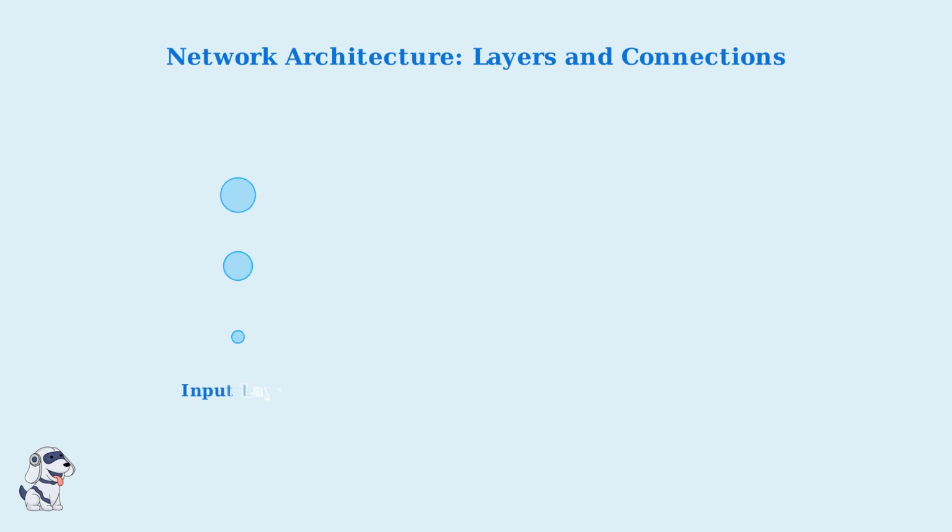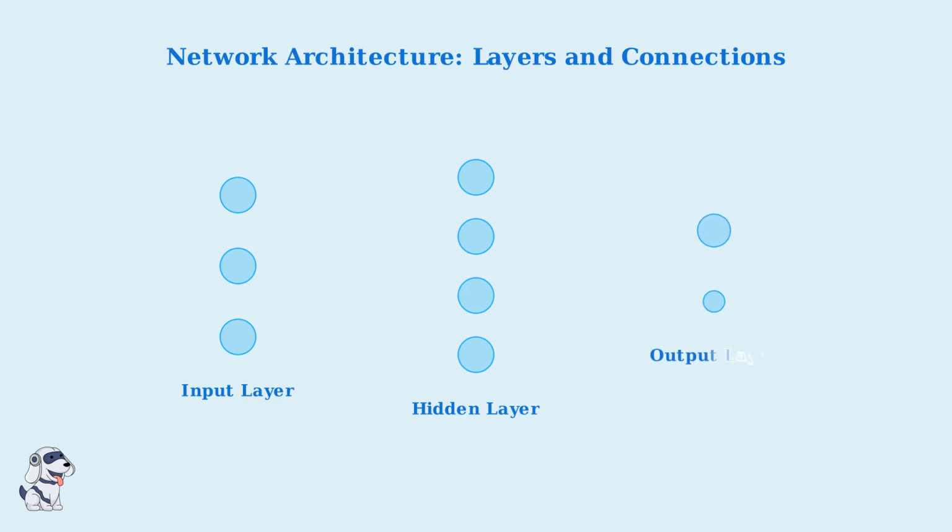Neural networks consist of three main types of layers. The input layer receives the initial data, such as pixel values from an image or features from a dataset. The hidden layer, or layers, process this information through mathematical transformations. These layers extract patterns and features from the input data. Finally, the output layer produces the network's predictions or classifications based on the processed information from the hidden layers.